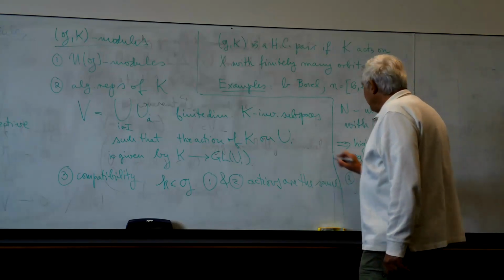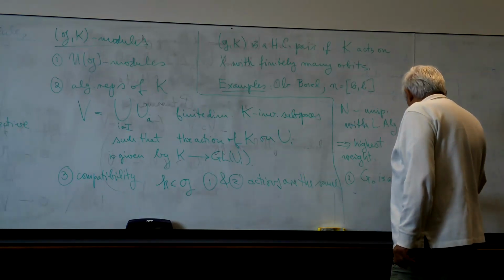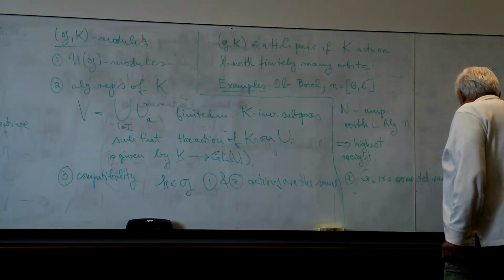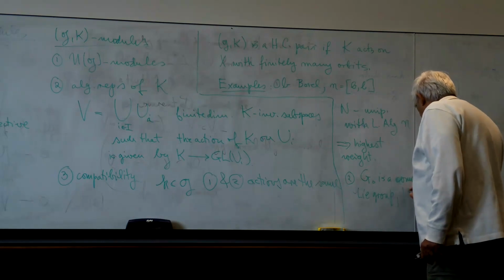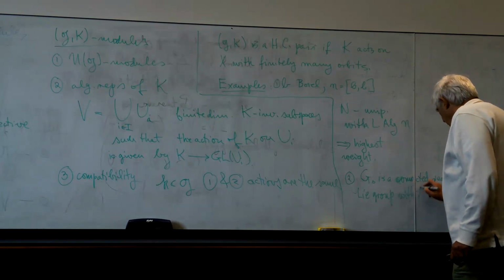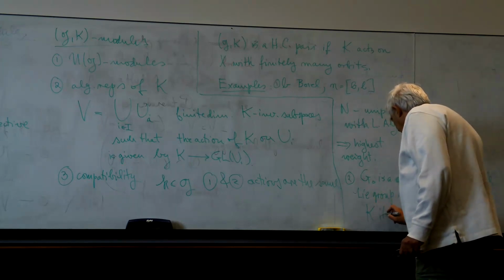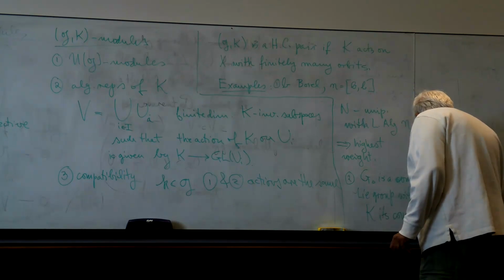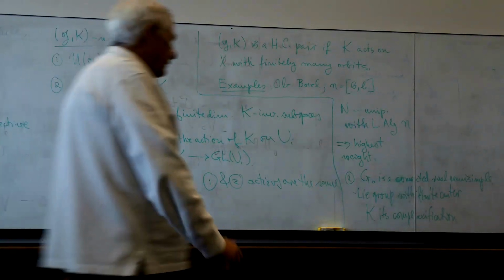And the other example is if, say, G_0 is a connected real semisimple Lie group, K_0 is its maximal compact subgroup with finite center, and K its complexification. So this corresponds to the classical theory of Harishchandra.